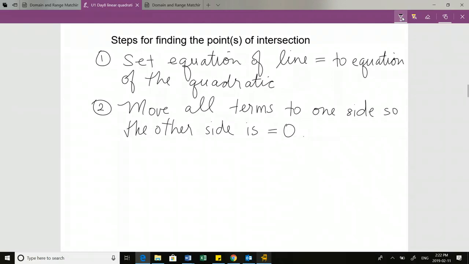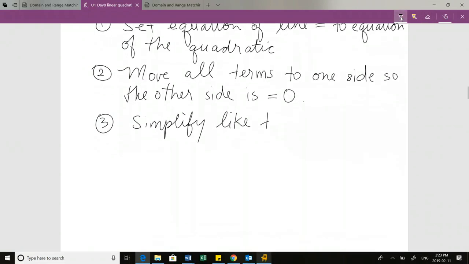Okay, and then the last step is obviously to simplify all those terms on one side. So we're going to simplify like terms. And once we have that, what you're going to have will look exactly like a quadratic. So how do I solve a quadratic? What are my ways that I can find the solutions to a quadratic? Carla? Quadratic formula.